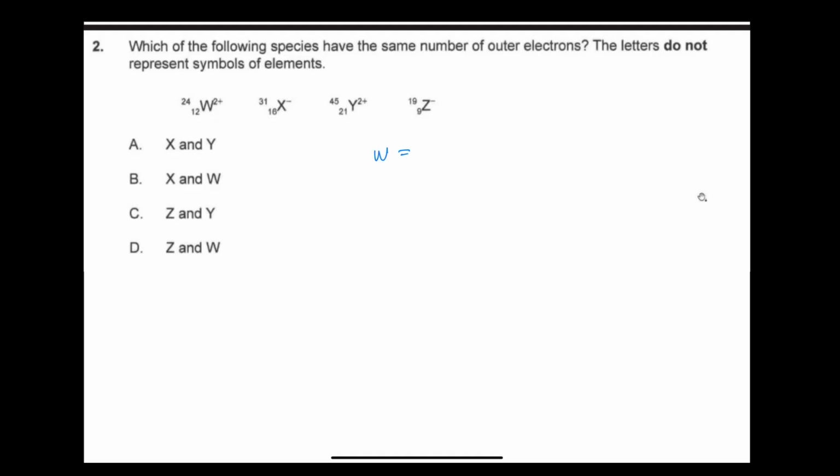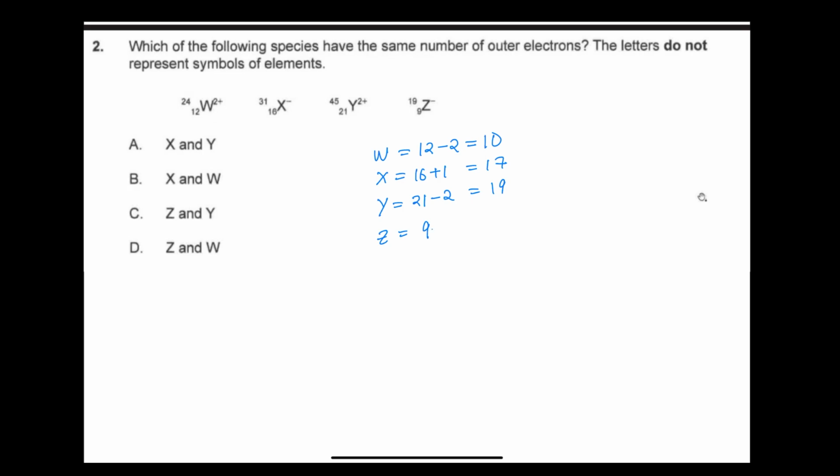For W, right? It has 12, it should have 12 electrons. It has a +2 charge, so that has two fewer electrons than 12. So that is 10. X should have 16 electrons when it's neutral, but it has a negative charge. That means it has one extra electron. Y should have 21 electrons, but it has two electrons less. It will be 19.